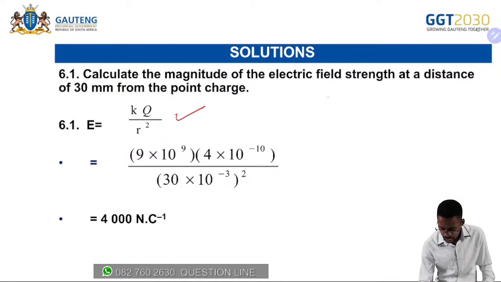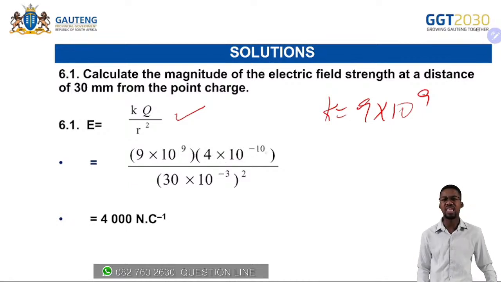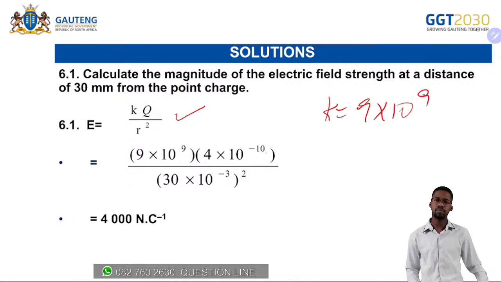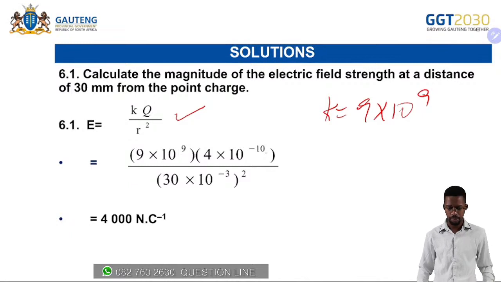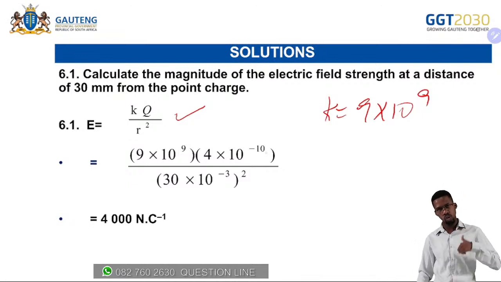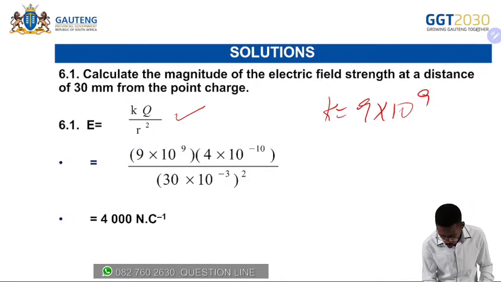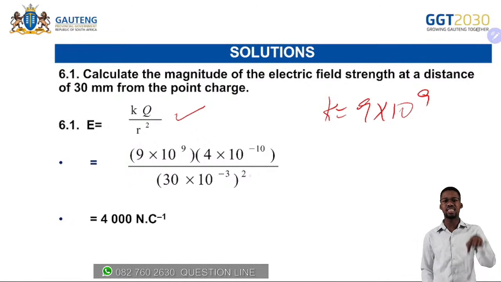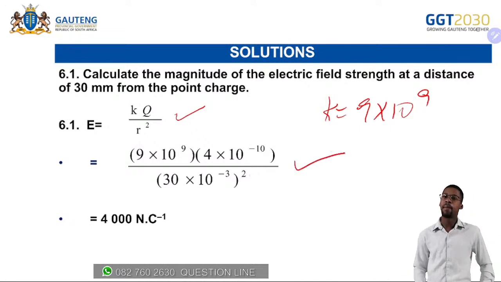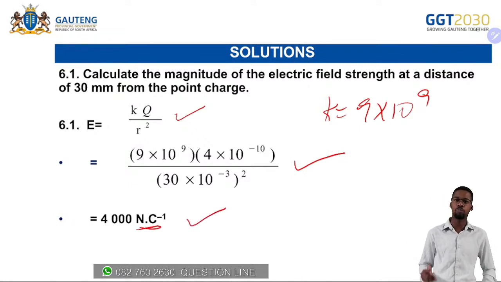What is our K? Our K is a constant, 9 times 10 to the power 9. Our charge is 4 times 10 to the power negative 10, divided by the distance between the charge and the positive unit charge placed at that point. That distance is 30 millimeters, so you convert to meters by dividing by 1000, and you get 30 times 10 to the power negative 3. Don't forget to square, because it is distance squared. You get a mark for this. Then for your final answer, you get your mark provided that the units are also correct: newtons per coulomb.